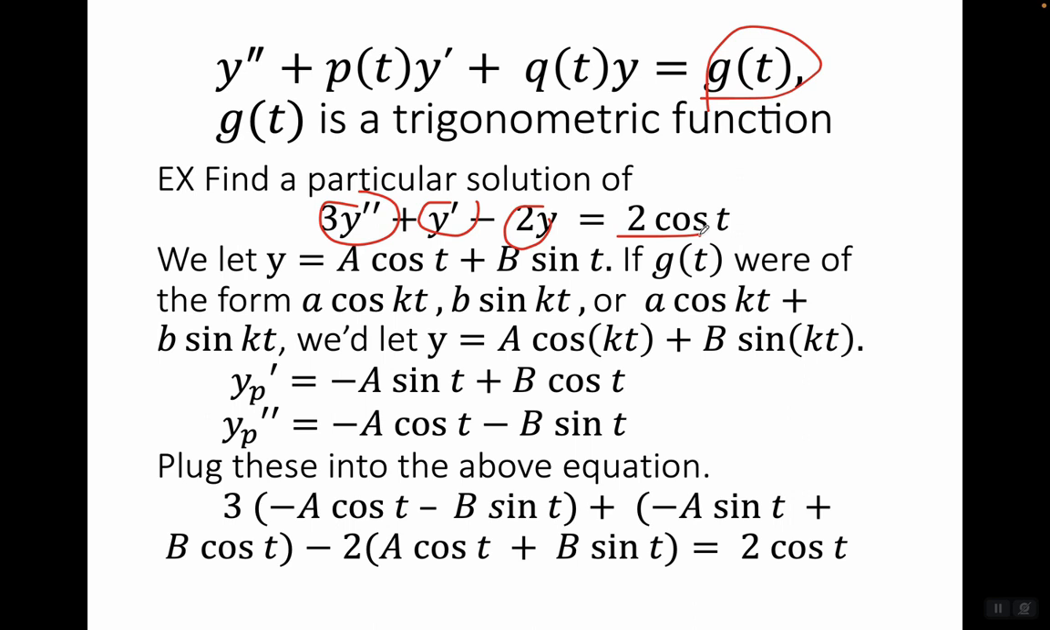Okay, we're going to plug in y and y prime and y double prime into the equation. We have y at the top here. We know what y is, a cosine t plus b sine t. Y prime will be negative a sine t plus b cosine t. Y double prime is negative a cosine t minus b sine t. We plug these into the above equation. We get 3y double prime, in other words 3 times negative a cosine t minus b sine t, plus y prime, in other words negative a sine t plus b cosine t, minus 2y. In other words, minus 2 times a cosine t plus b sine t equals 2 cosine t.